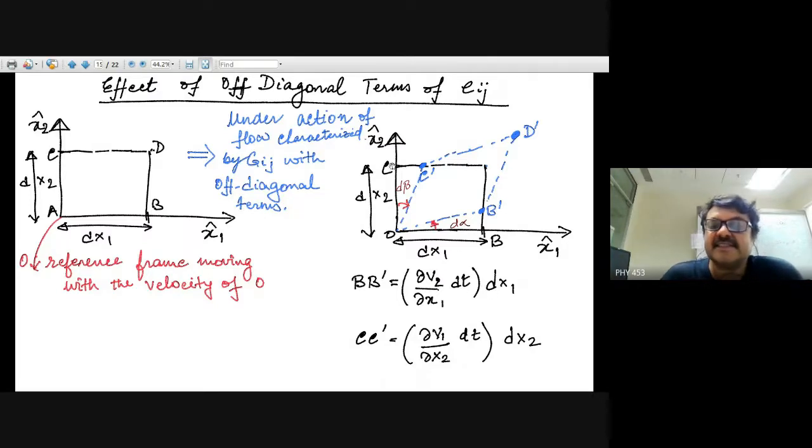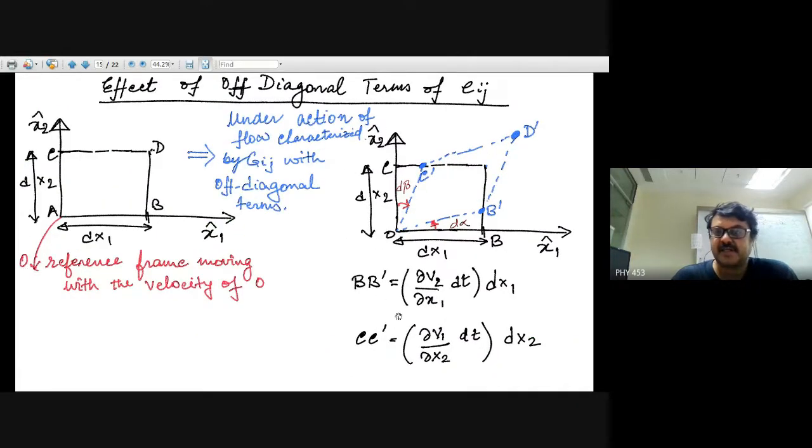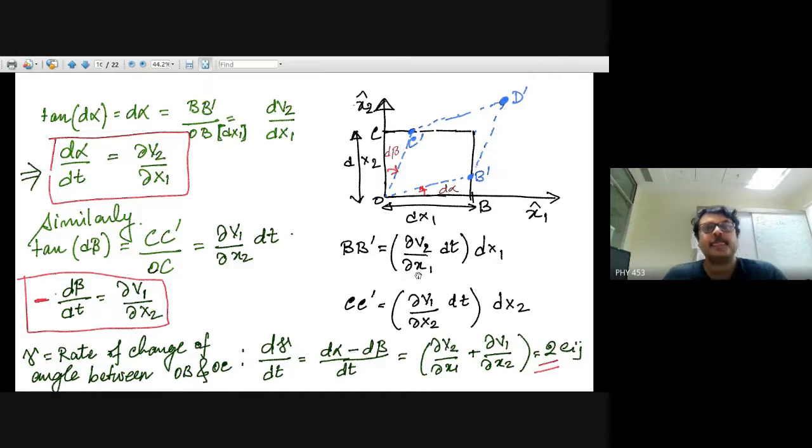Similarly, C dash, because there are off-diagonal terms, will be del v1 del x2 into dx2. So basically how v1 is changing as you move in x2. This is changing as you move along x2, hence this point has moved from here to here. So del v1 del x2 into dx2 into dt. Now I've copied this part to the next slide.